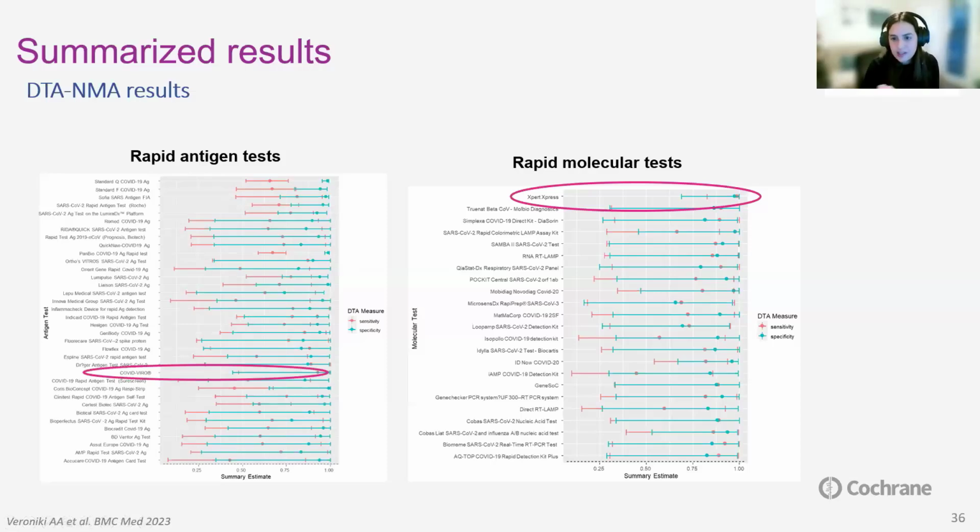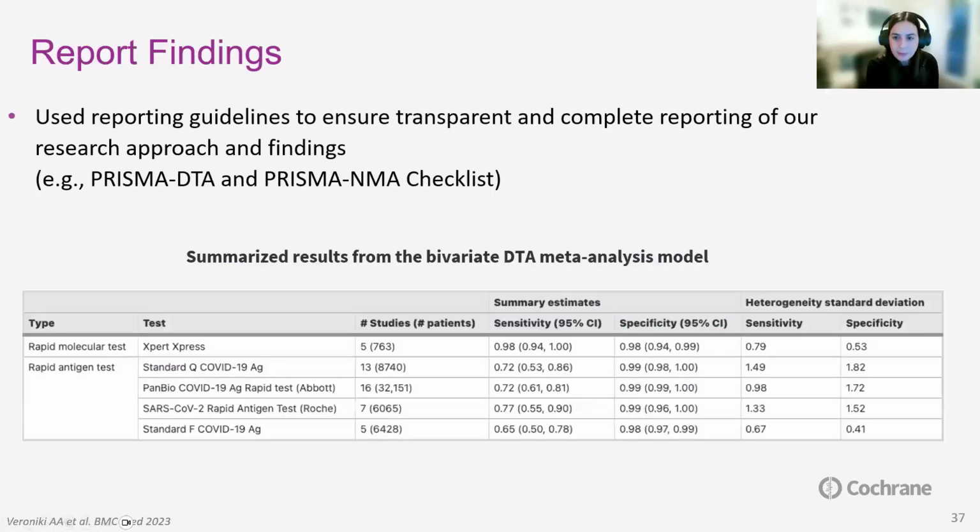Results across the studies assessing this test varied, which can be attributed to the differences across the clinical and methodological study characteristics, so further exploration might be needed. And we also summarized the results from the bivariate DTA meta-analysis model. What we can notice is that the results were more conservative when analyzed within a single analysis, that is, using a DTA-NMA model.